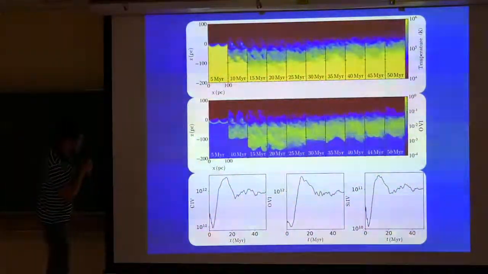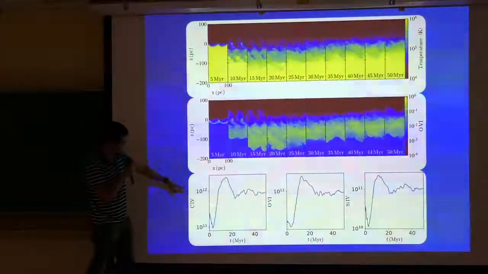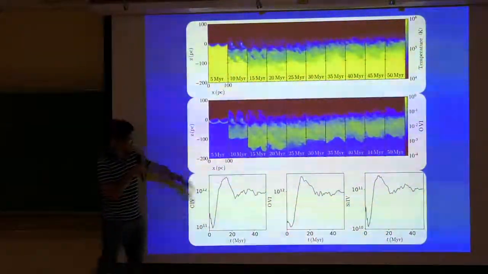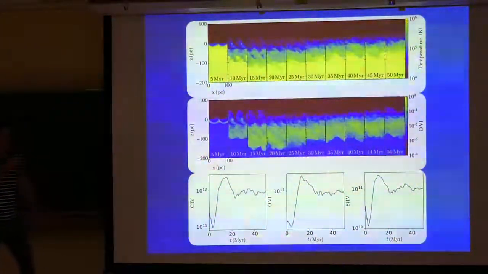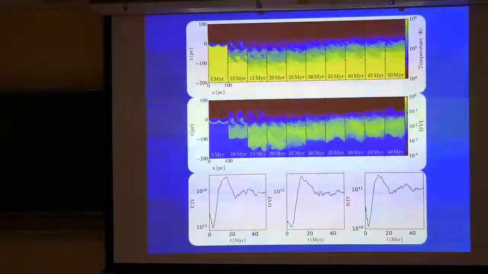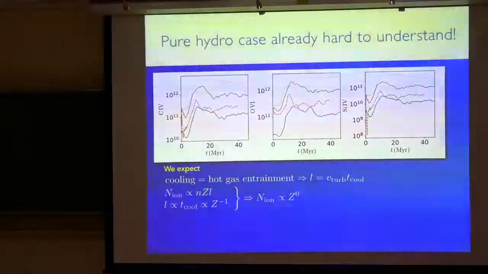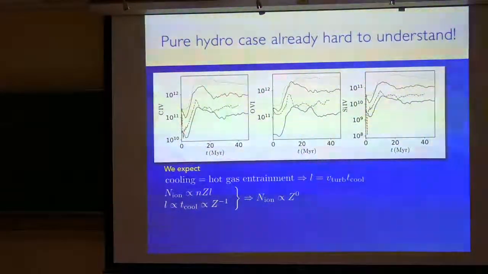The main thing that you should see in this is that the column densities are about 2 orders of magnitude smaller than what that simple order of magnitude estimate tells you. So that's not good for the O6 story. And it turns out that even the simple hydro case is hard to understand, at least we've had trouble. If any of you have thought about these issues, I would love to have a chat with you.